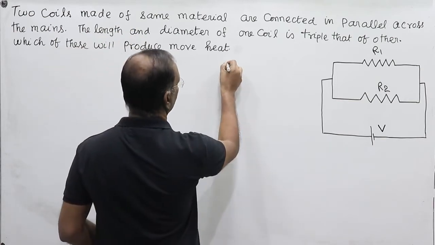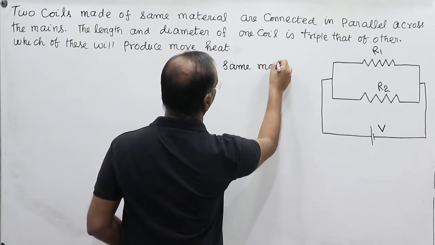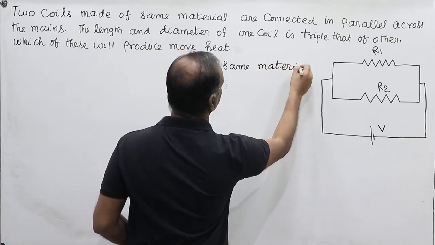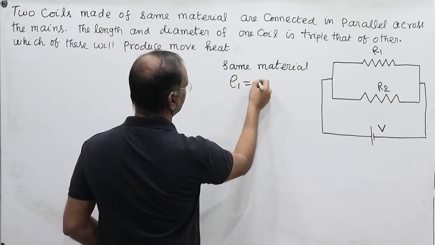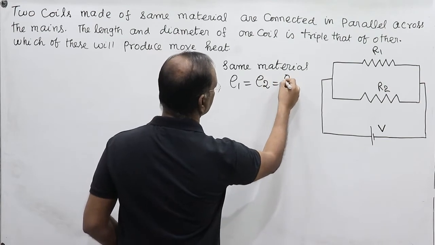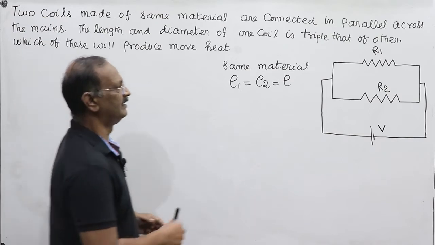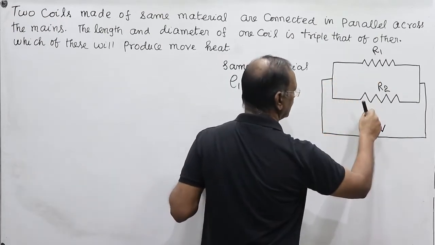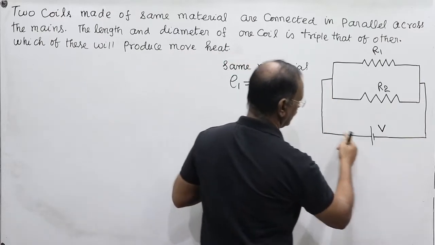Numerical. Two coils made of the same material. That means the resistivity of the first coil is equal to the resistivity of the second coil, or we can say the resistivity of the coil is equal to rho. These two coils, coil number 1 and coil number 2, are connected in parallel across the mains.